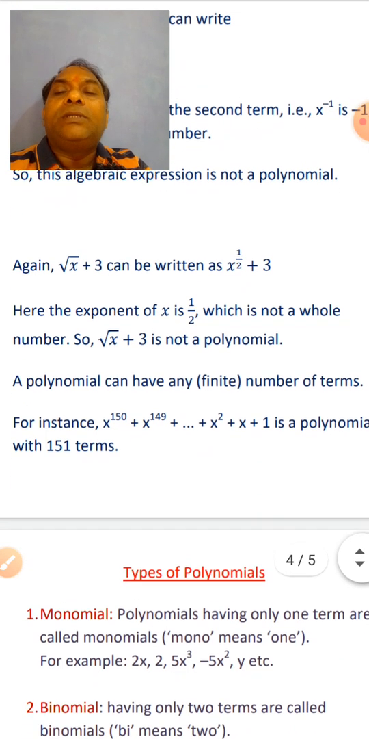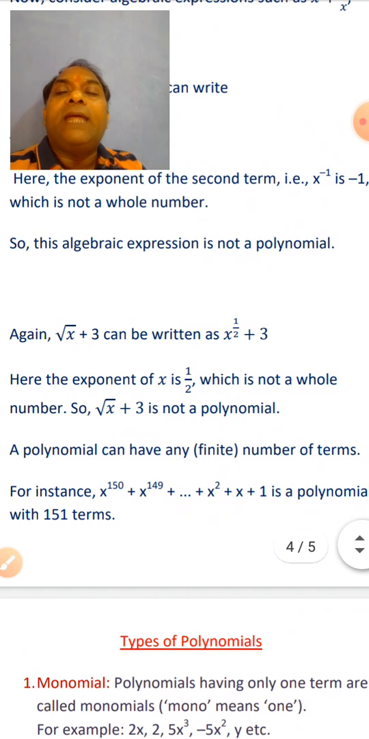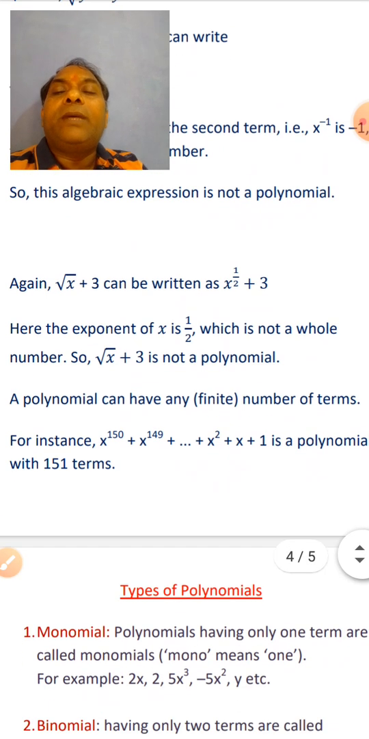Now a polynomial can have a finite number of terms. For example, x to the power 150 plus x to the power 149 plus dash dash dash x square plus x plus 1 is a polynomial with 151 terms, which is a finite number. So we can say that a polynomial can have any finite number of terms.